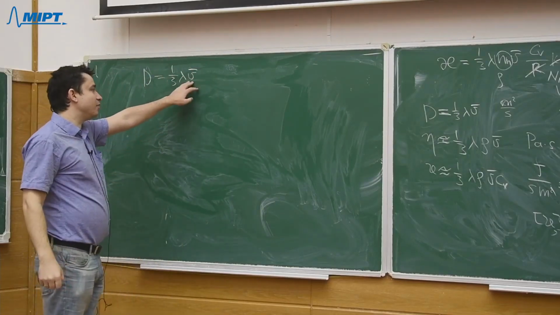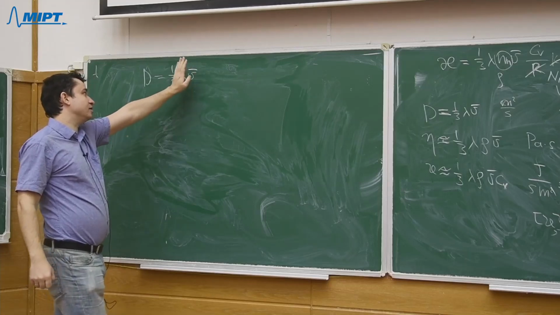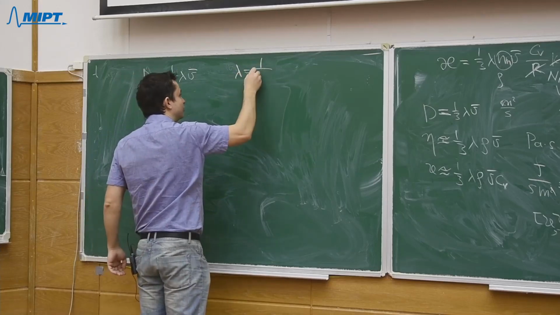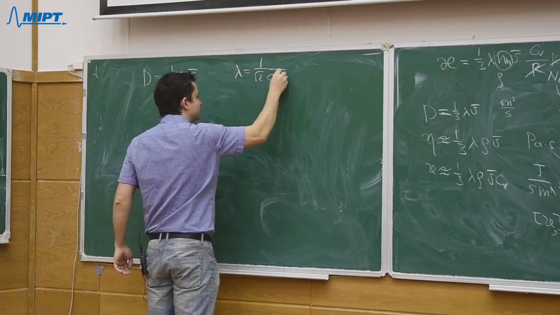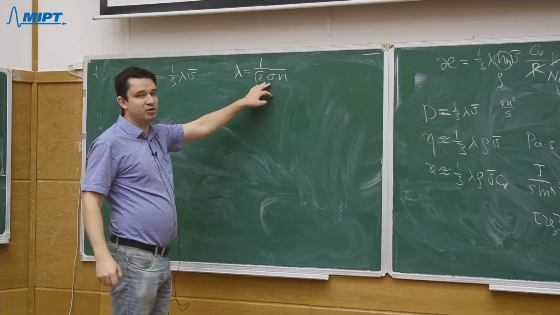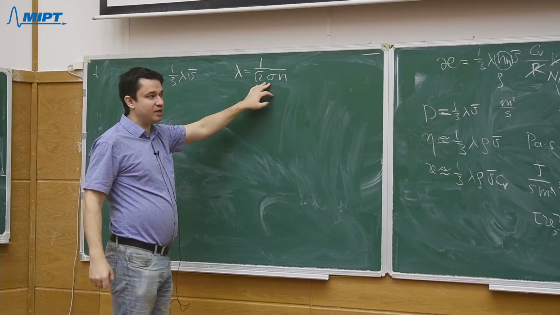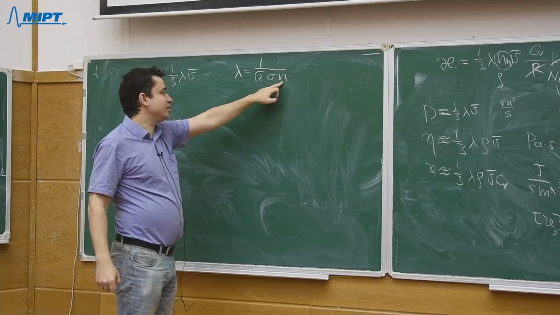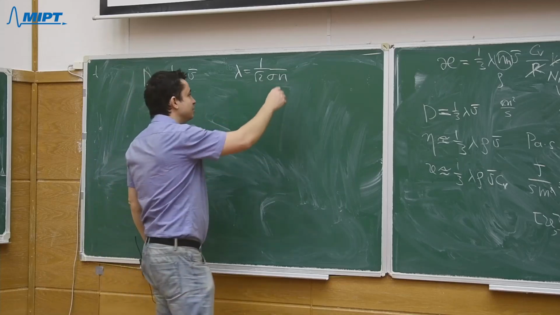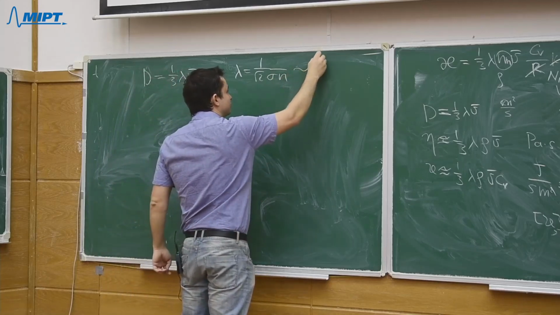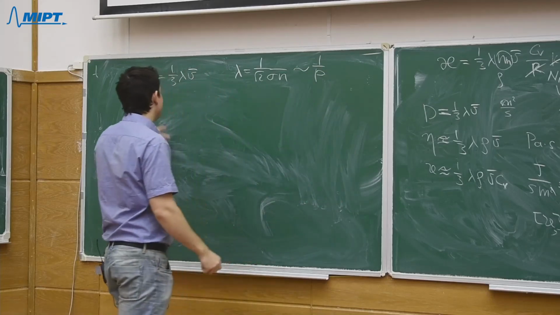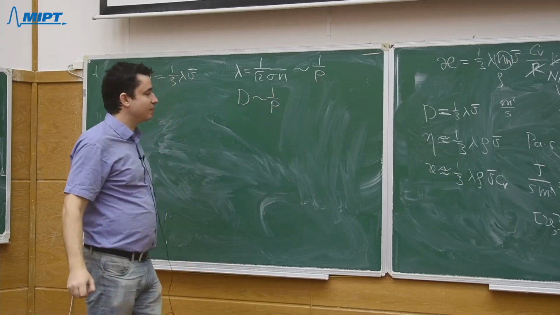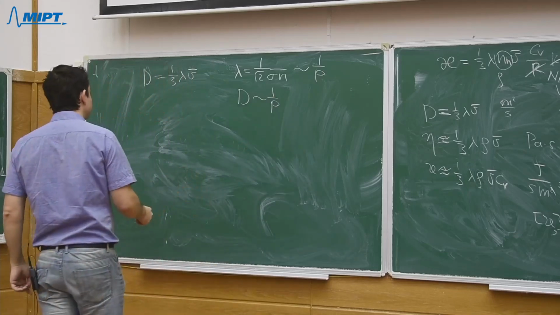Okay, as I keep my temperature constant, that means that this one will remain constant. But lambda is equal to 1/√2 times sigma times the number density. Sigma is the property of molecules of which my gas is constituted. So this changes with pressure. That means that lambda is inversely proportional to pressure, and that means that the diffusion coefficient is inversely proportional to pressure too. Good. Now we get to the viscosity coefficient.